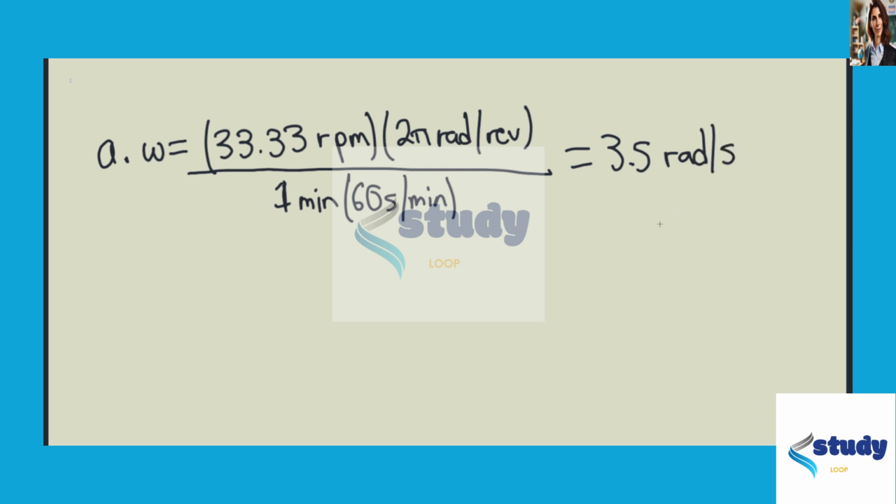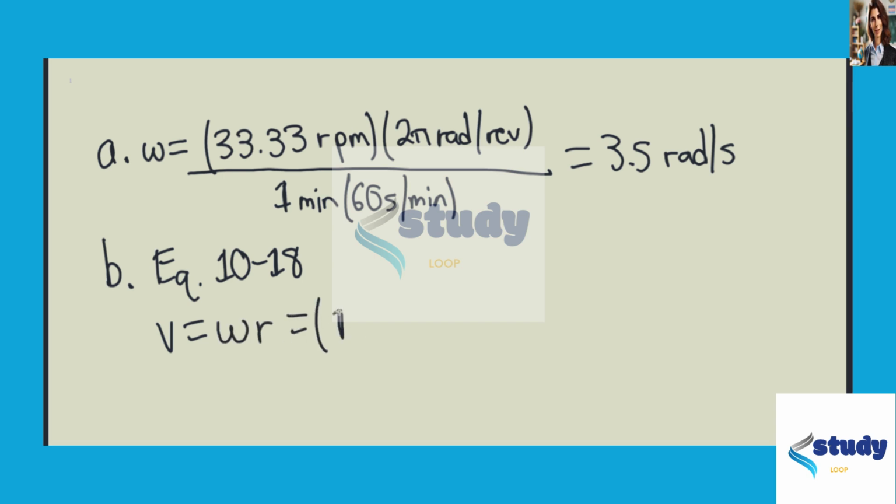And at this point, we can then say that for part B, using equation 1018, the linear velocity would be equal to the angular velocity times the radius, or simply 3.49 radians per second times 15 centimeters. And here we won't round until the very end, so 3.49 radians per second. We had to round in part A because we had to round to 2 significant figures. But when you're calculating the linear velocity in part B, always try not to round until the very end of the solution.